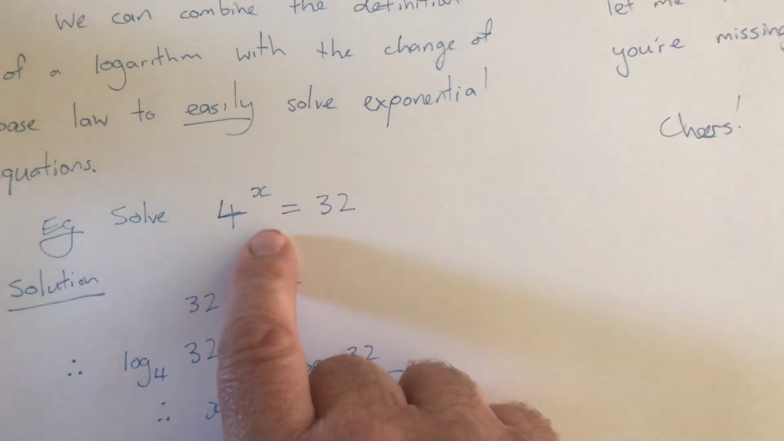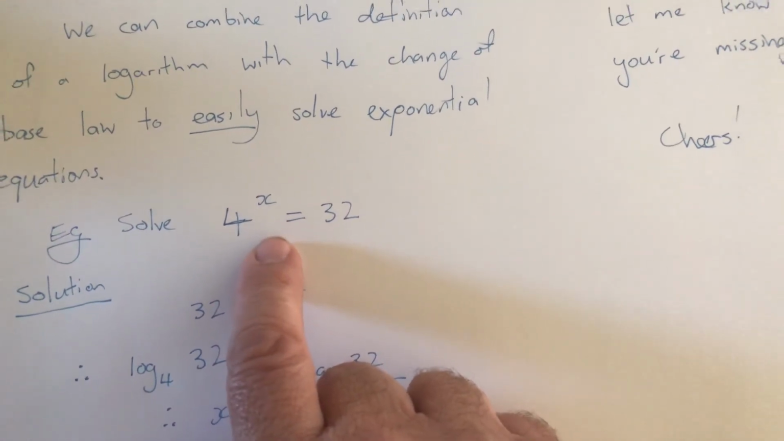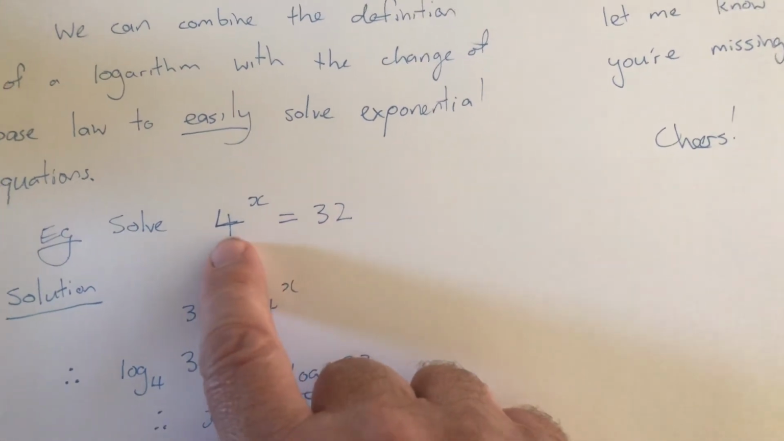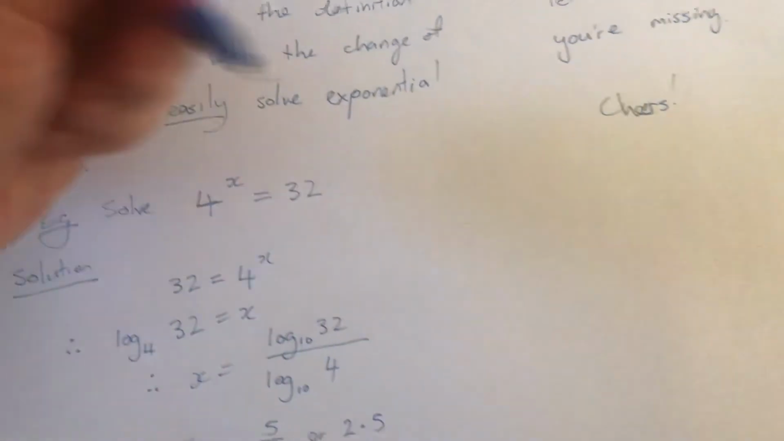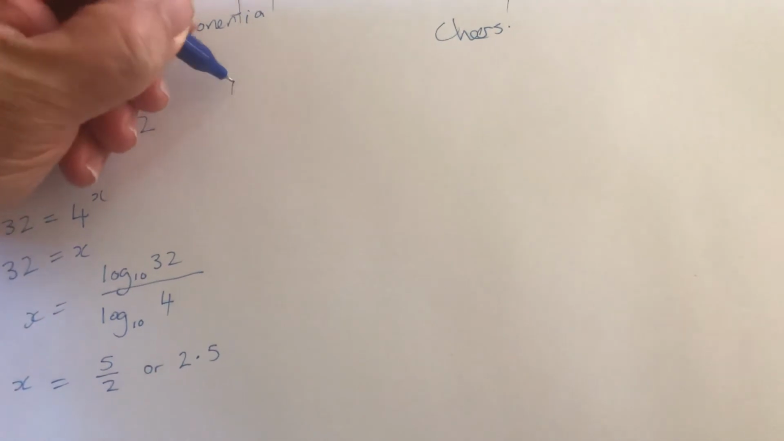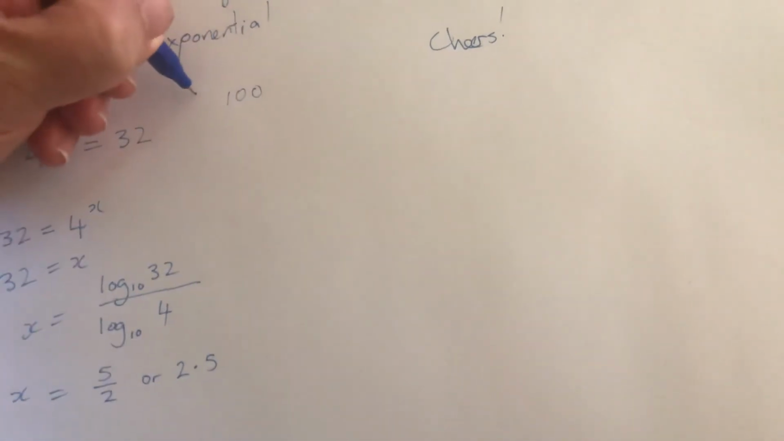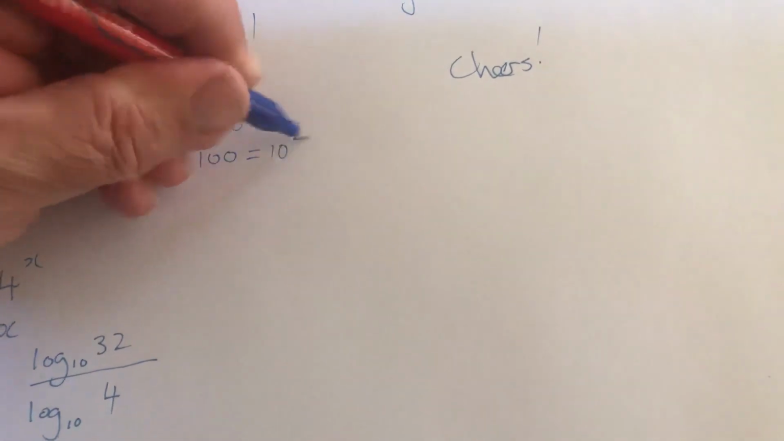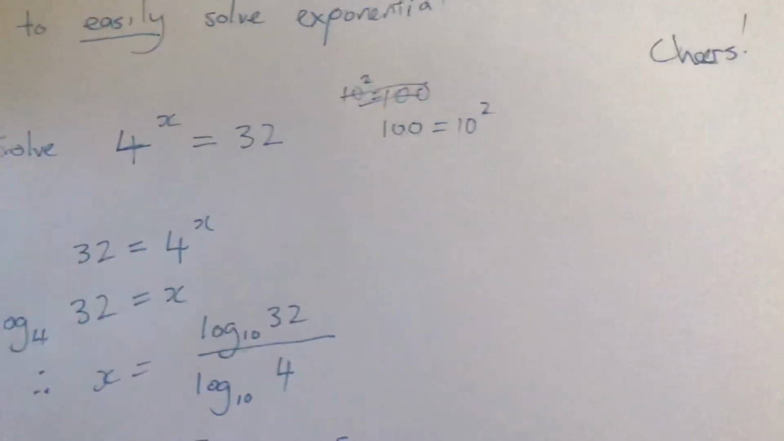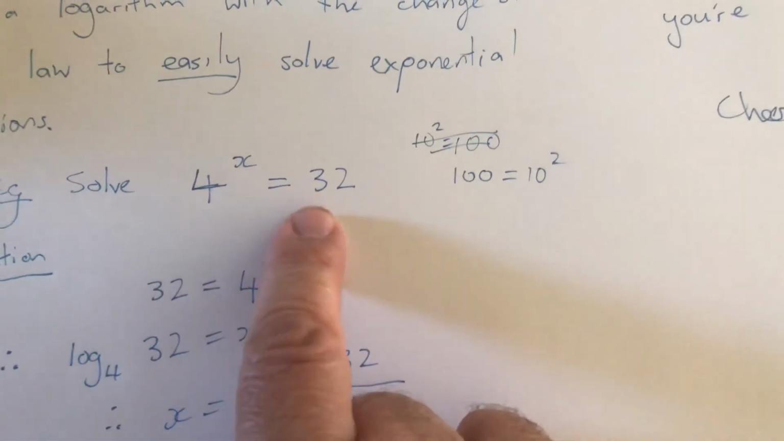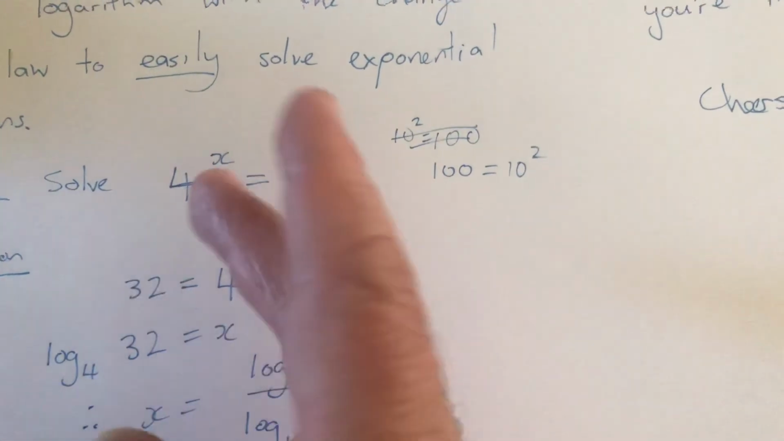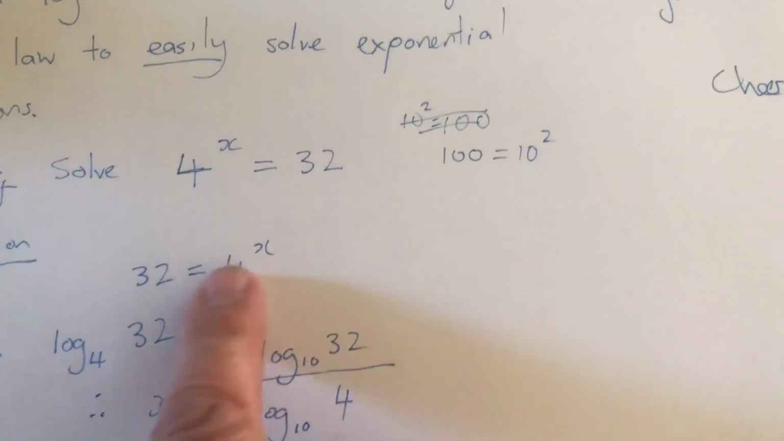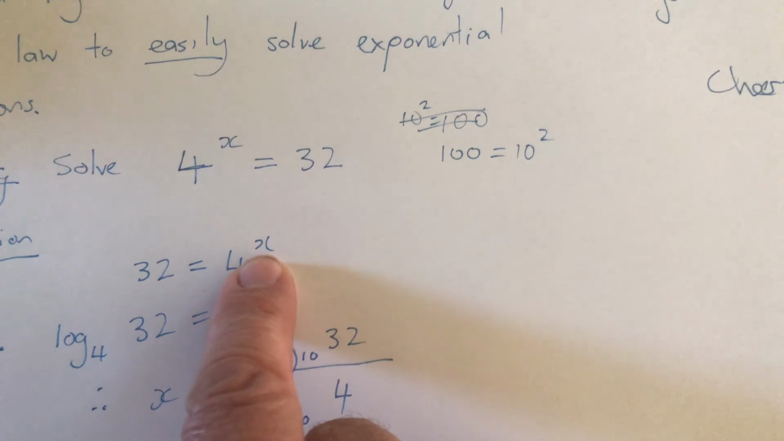When we looked at logs earlier, we would write that a number gave a base, a power. For example, I didn't write 10 squared equals 100. I wrote it the other way around. I wrote 100 equals 10 to the power of 2. So we're going to do that for our problem here. We've got 4 to the power of x equals 32. I'm going to write it the other way around so it matches my definition of a logarithm. So I'm going to write 32 equals 4 to the power of x.